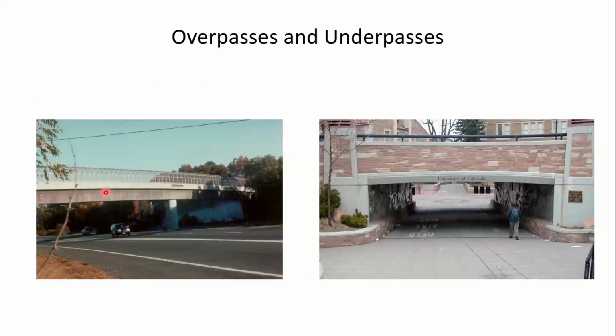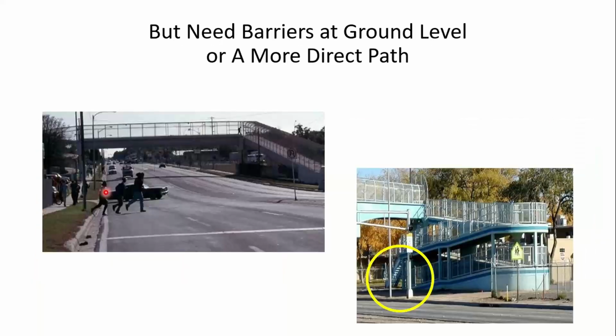Overpasses and underpasses are obviously maybe the highest cost of these crossing techniques we've talked about, but they physically separate pedestrians and motor vehicles, and so provide a high level of safety. But if you recall what I mentioned yesterday, we should have some sort of barrier at ground level, or else a more direct path for able-bodied pedestrians, because otherwise users will tend to try to continue to cross at grade.